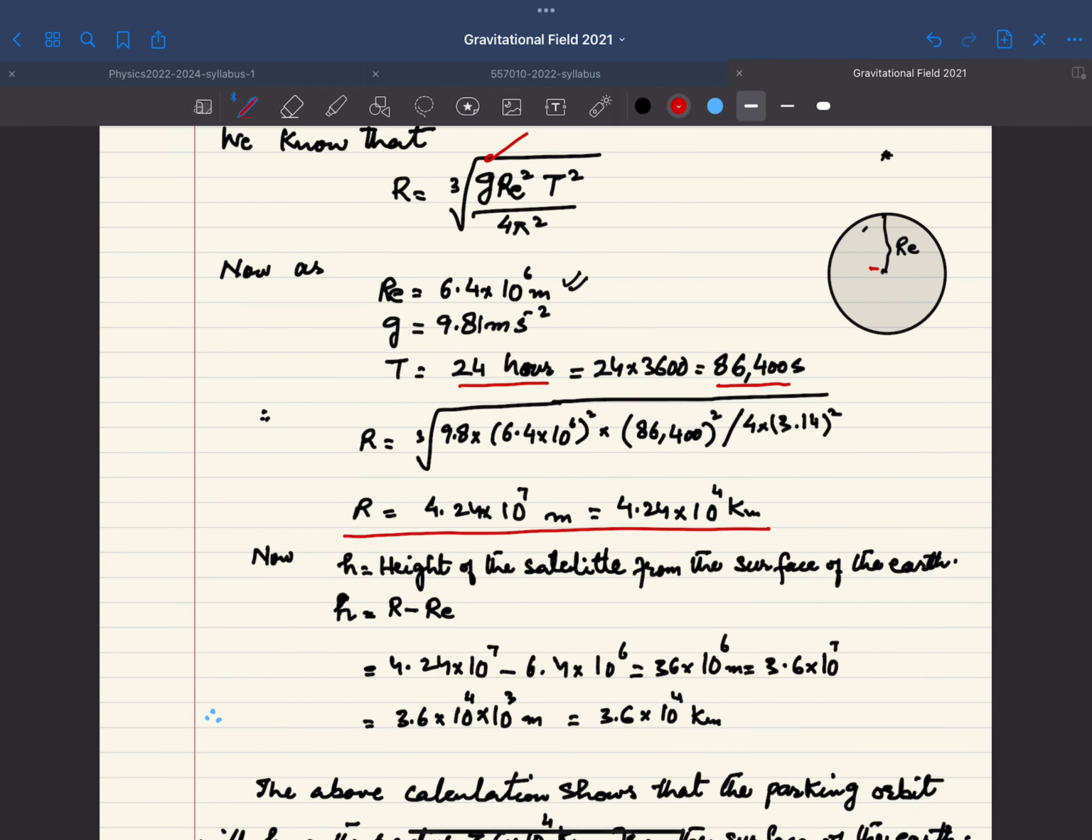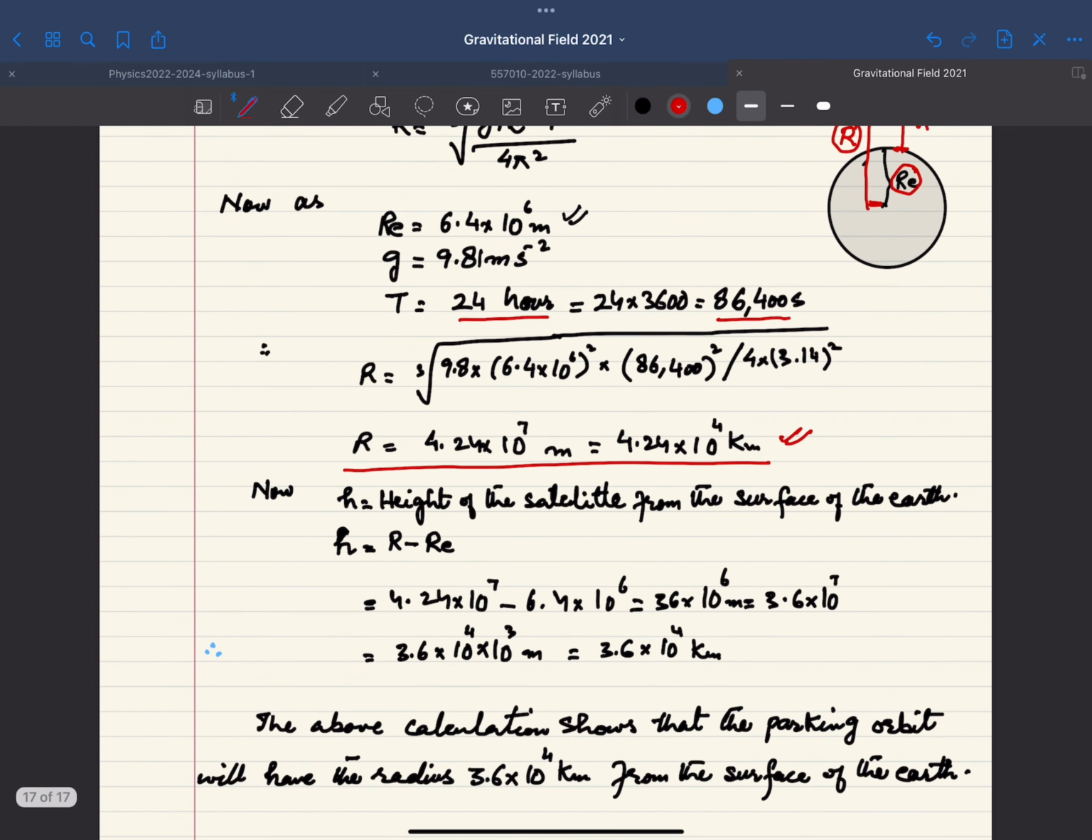That is, if you consider this distance, then this distance is r, and it is given as 4.24 into 10 to the power 4 kilometer. Now if you want to know the height of the satellite, then simply you can say that h is equal to r minus Re. So you found that this value is coming as 3.6 into 10 to the power 4 kilometer.